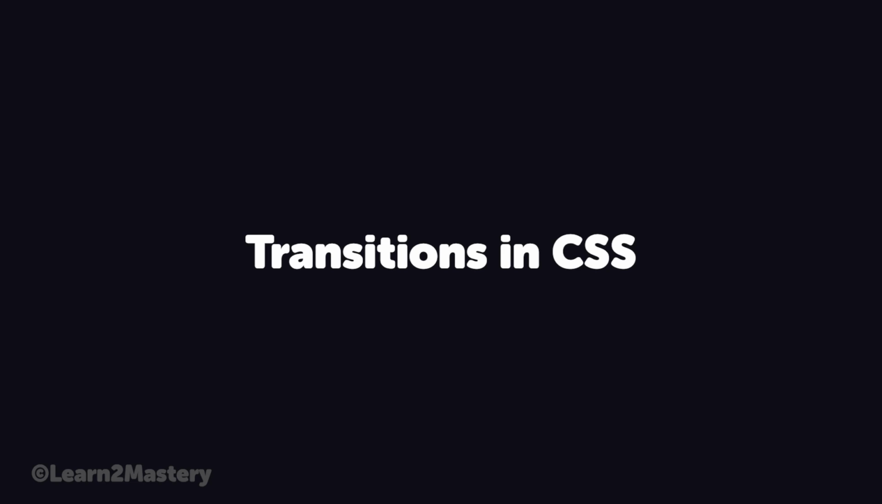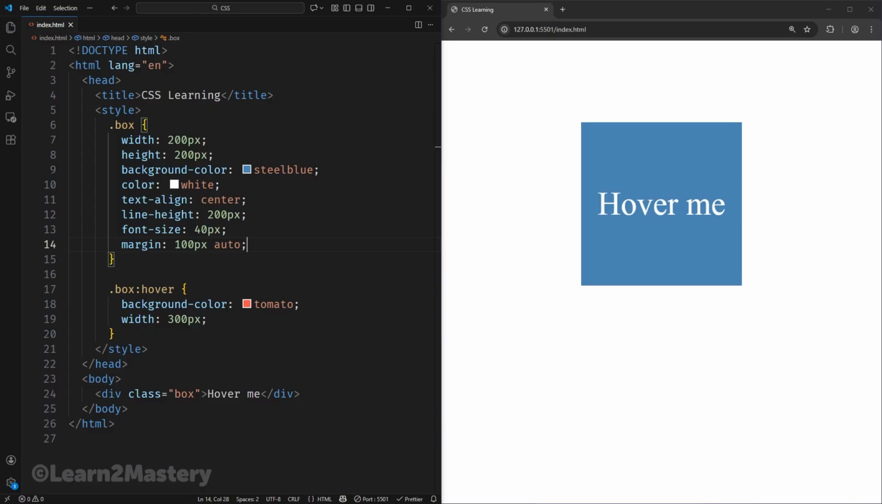Now, let's talk about CSS transitions. A transition lets an element change smoothly from one state to another. Here we have a box from the previous lesson. The only difference is it has a different background color. And when we hover over it, both the color and width change. Right now, that change happens instantly.